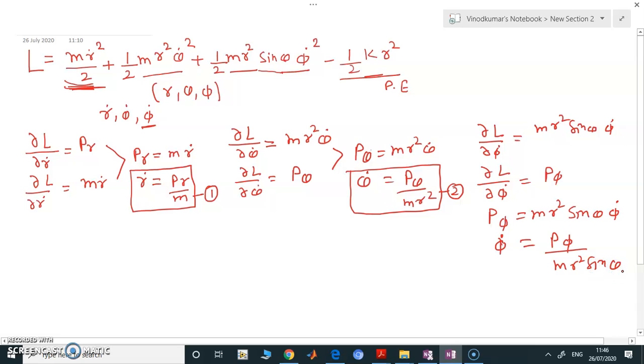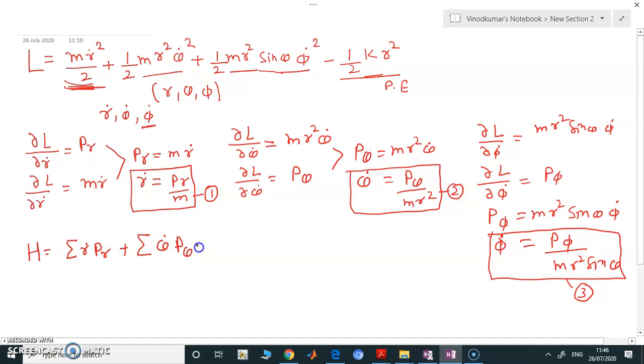Okay, let's take this as equation number 3, and from these we'll put values in the Hamiltonian equation. So what will be the Hamiltonian here? H is equal to, we have three variables here, so sigma r dot P r plus sigma theta dot p theta plus sigma phi dot p phi minus L, the Lagrangian. So this will be our equation.